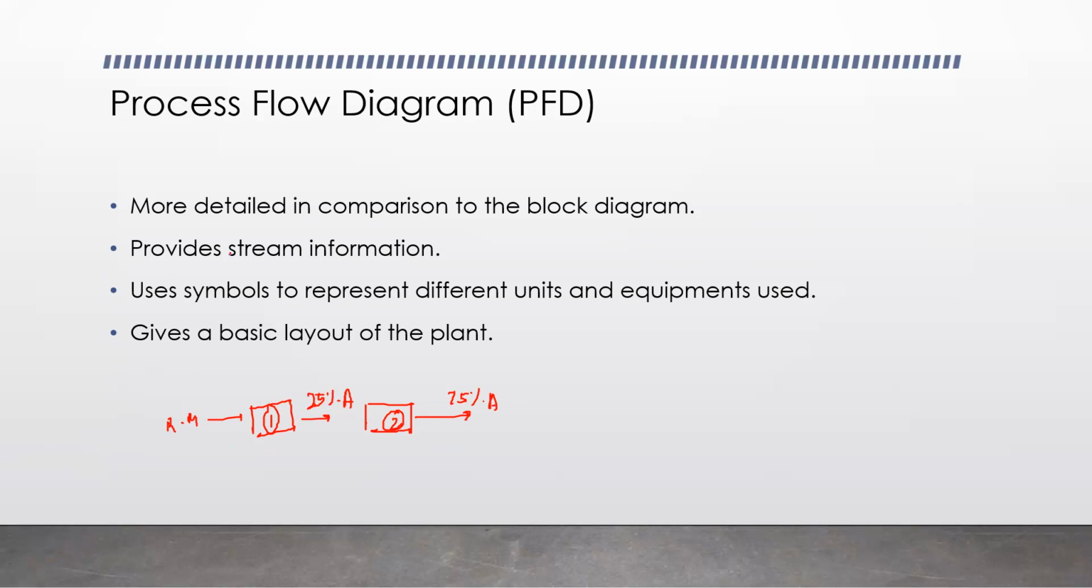All right. Moreover, it uses symbols to represent different units and equipment that are used. All right. So for example, if we have to explain that we are using sedimentation or we are using a thickener, a thickener is a unit that is used in chemical industries. So let's say if I want to represent a thickener being used, I'm going to represent it in this manner.